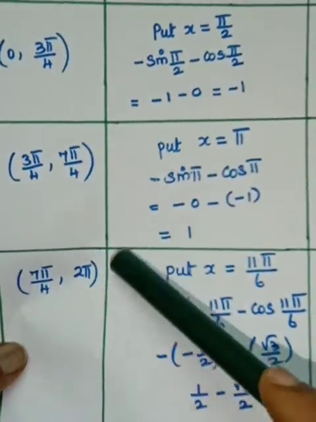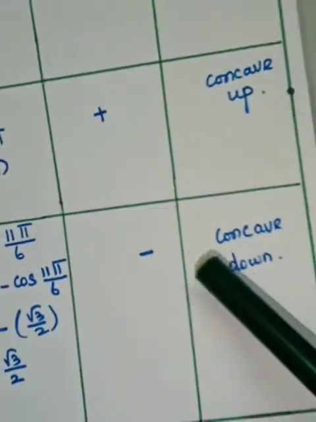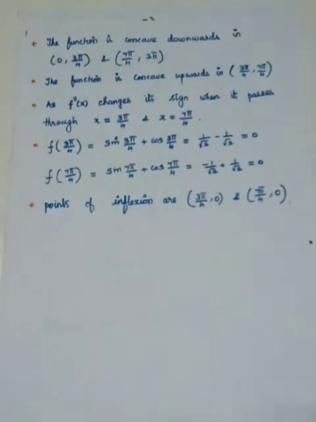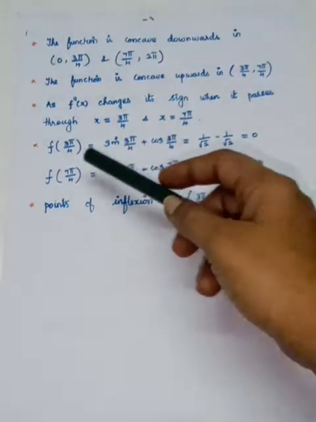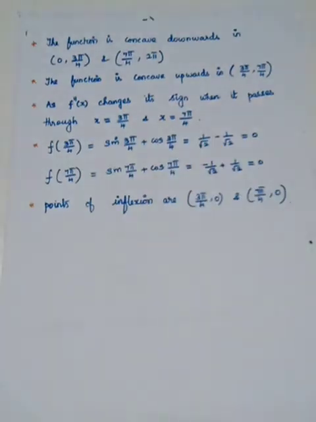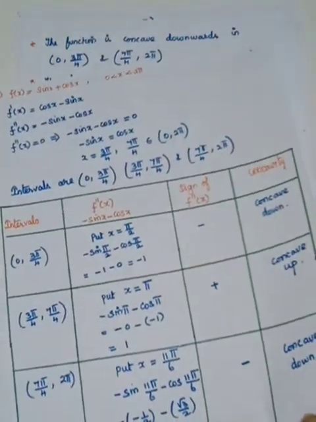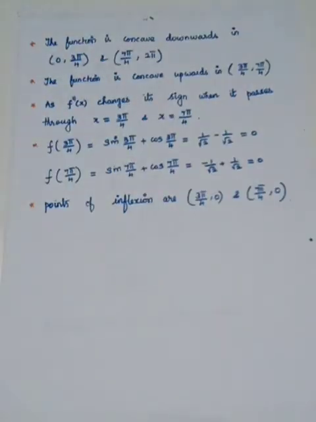After 7 pi by 4, in this interval, the function f double dash of x is negative. So therefore, f double dash of x changes its sign as it passes through x is equal to pi by 4 and x is equal to 7 pi by 4. You have to substitute in f of x. What is your f of x? f of x is sin x plus cos x. So in that you have to substitute f of 3 pi by 4.